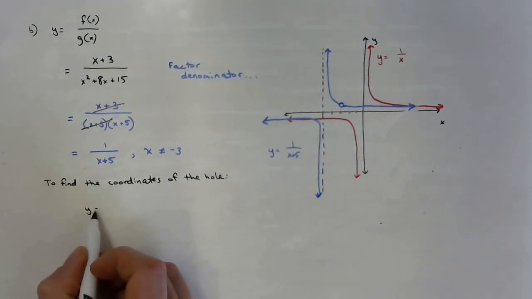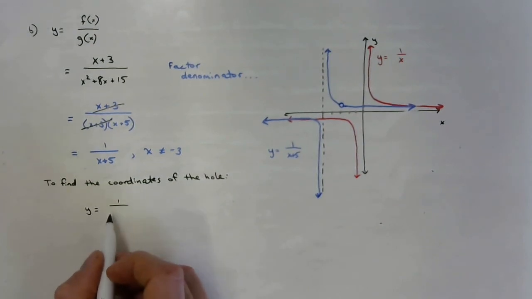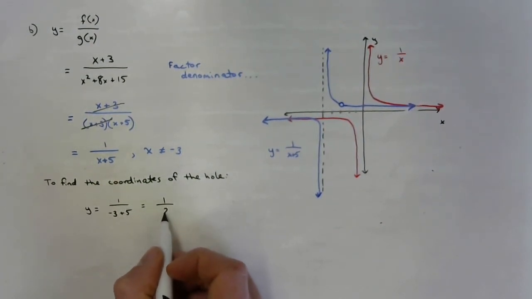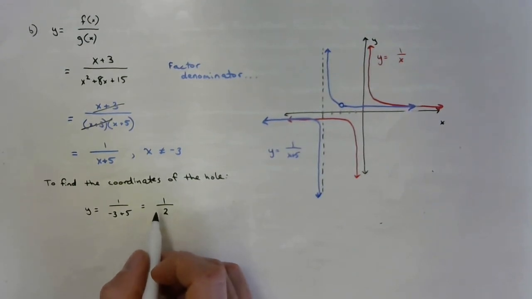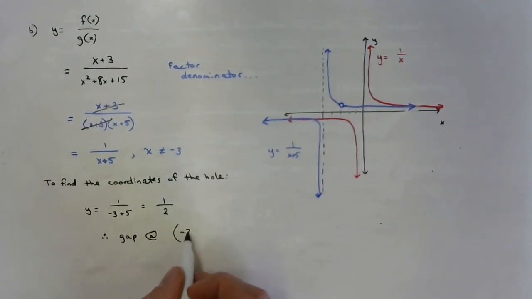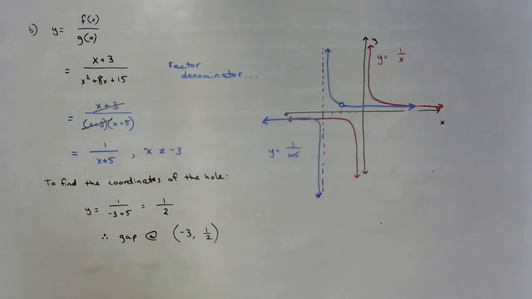So the y value that goes with the x value of -3 is 1/2, which gives you a gap at -3, 1/2. It's just called a discontinuity in the graph. But it also helps us because we need it in order to do the domain and range.